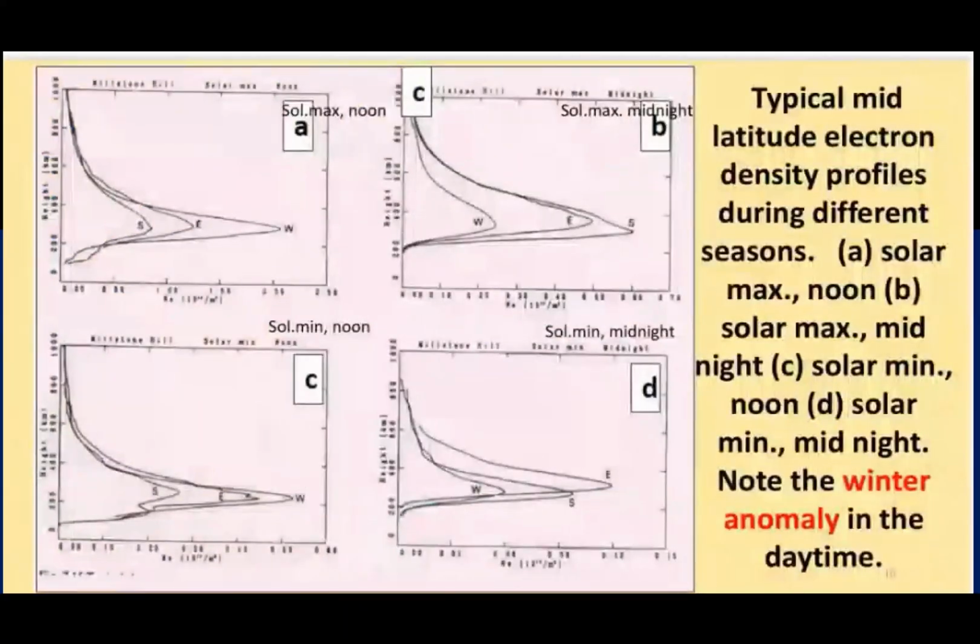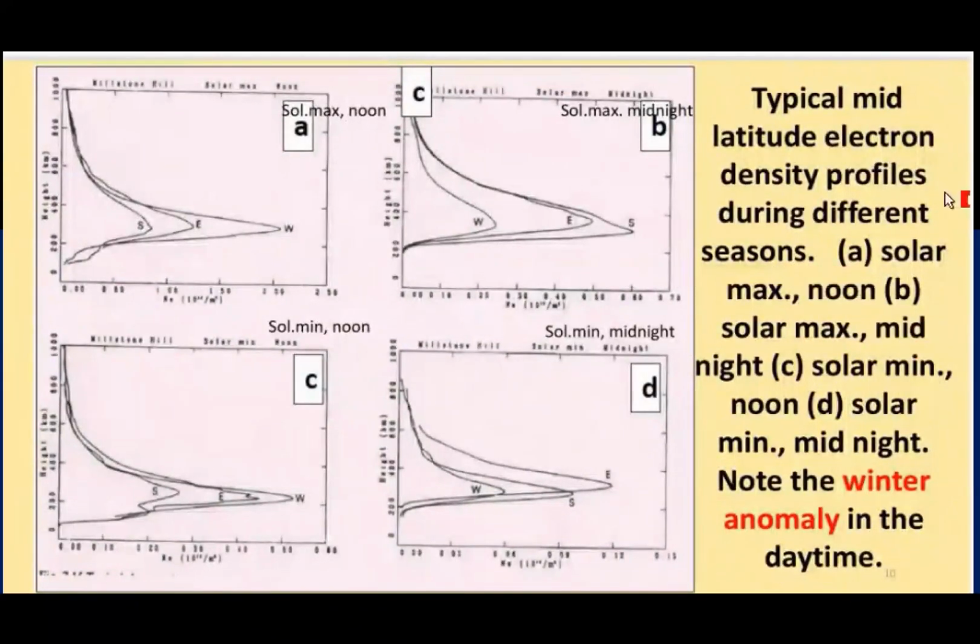This again shows the variation of the electron density profile measured at a mid-latitude station. So, mid-latitude electron density profile during different seasons, marked as W winter, E equinox, and S summer. These measurements are taken from a very sophisticated, very accurate instrument called incoherent scatter radar. There are only very few, maybe 5 or 6 in the whole world. But they give very precise measurements, not only of electron density, also other parameters of the ionosphere.